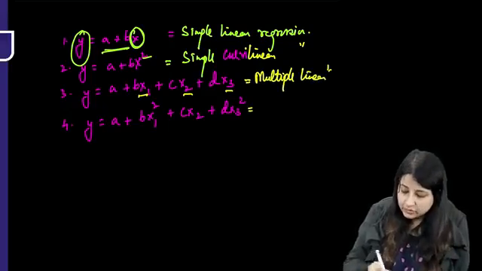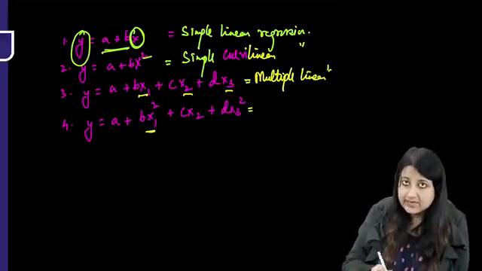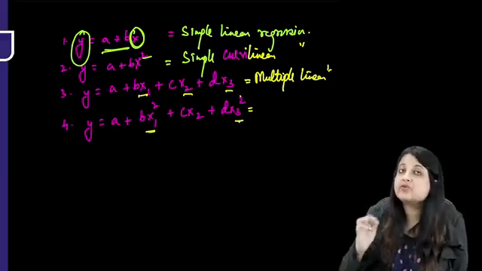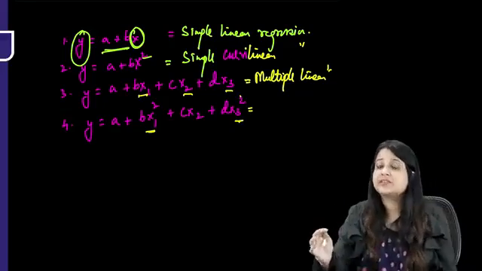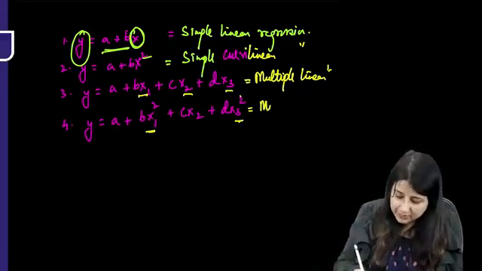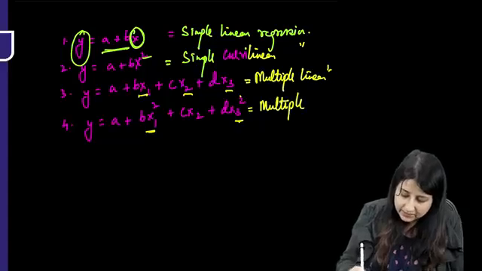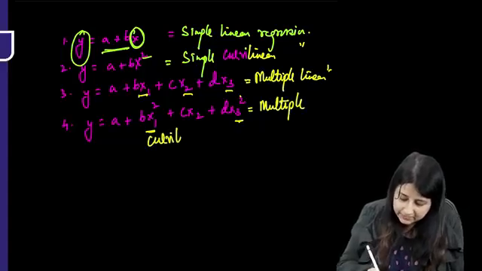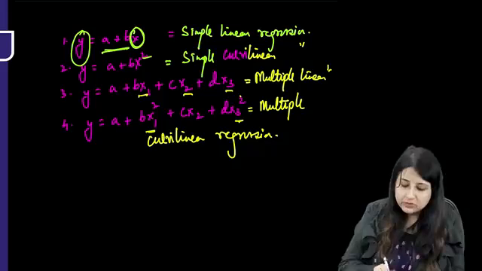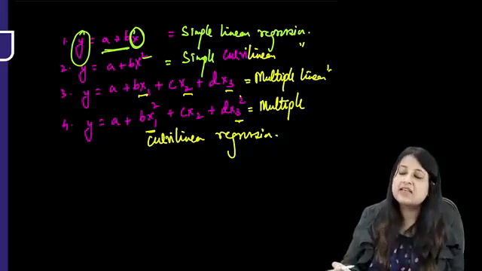But if you look at the fourth one, the first independent variable and the third independent variable are raised to a power. Even if one independent variable is raised to a power, we will use the word curvy linear. And here we have more than one independent variable, so this becomes multiple curvy linear regression. You could be asked to identify. They can give you, suppose, the second equation and ask you what it is.